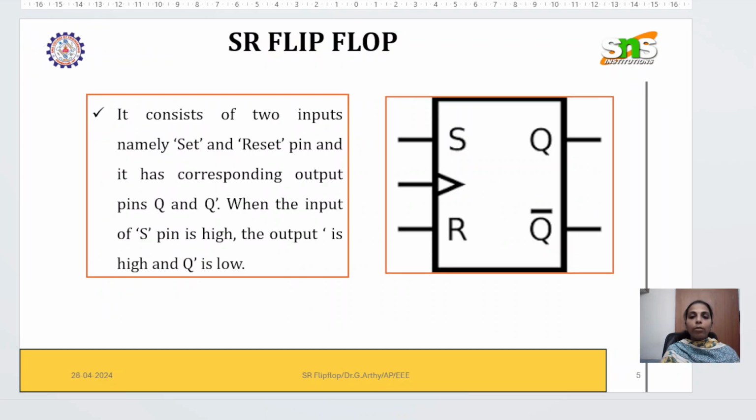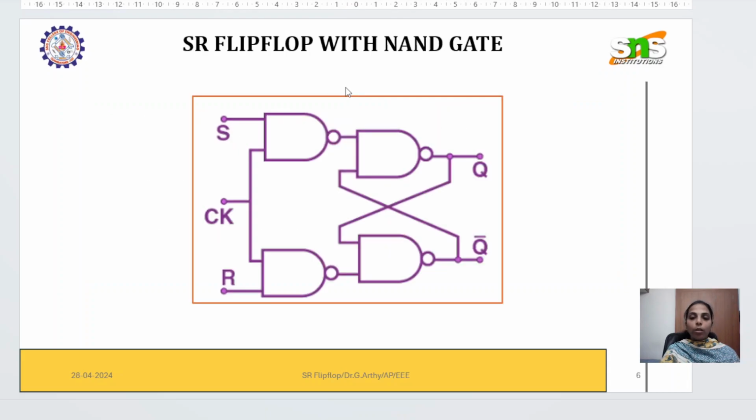Now coming to the SR flip-flop. If you see this symbol, in an SR latch this clock will not be available. A flip-flop is a latch with this clock. So we have this clock signal, and this shows that it is an edge-triggered clock. This is the circuit diagram of an SR flip-flop. With NAND gates, we have realized this.